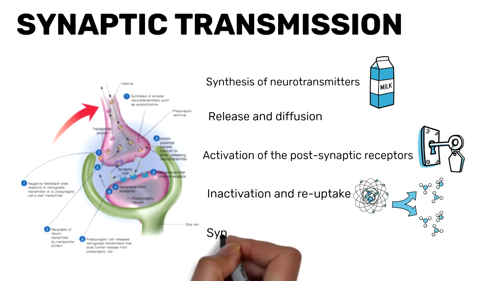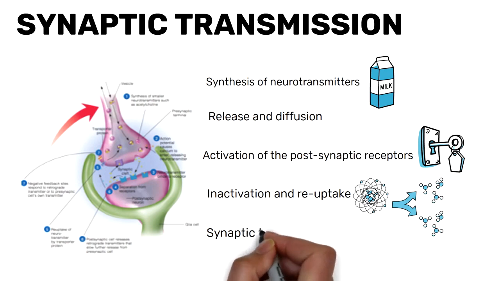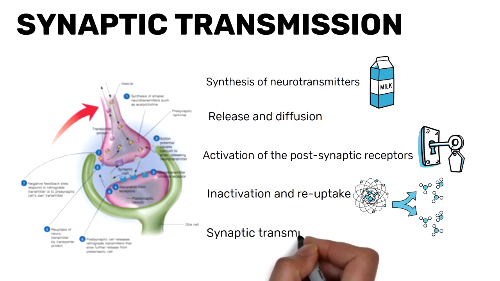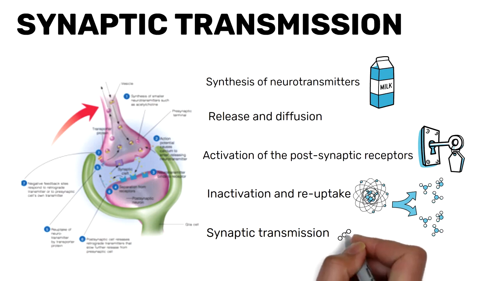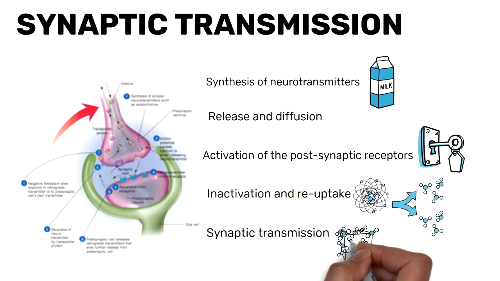And lastly, synaptic transmission. Postsynaptic activation will open or close ion gates. Slightly open sodium gates lead to depolarization through excitation, excitatory postsynaptic potentials, or slightly open chloride gates leading to hyperpolarization or inhibition through inhibitory postsynaptic potentials.